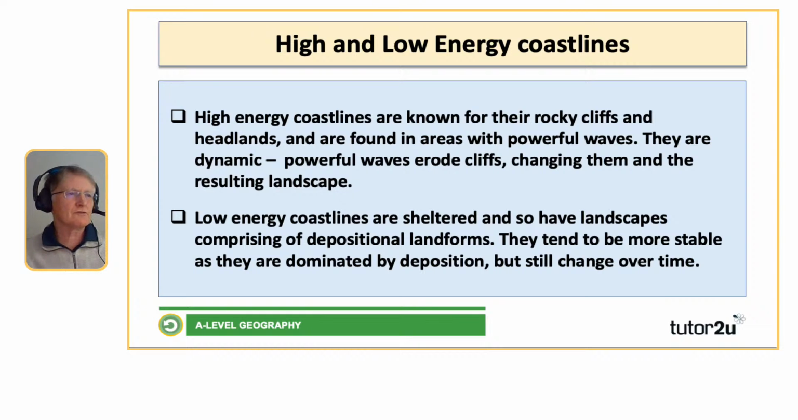Low energy coastlines, which I said would be my favourite one, like in estuarine environments, they're quite sheltered, so they have landscapes which are perhaps dominated by depositional landforms. They can often be more stable, and deposition is more significant perhaps than erosion, but erosion will still occur. But then, of course, they do change with time. In both cases, it's important to think about dynamic equilibrium and feedback loops.